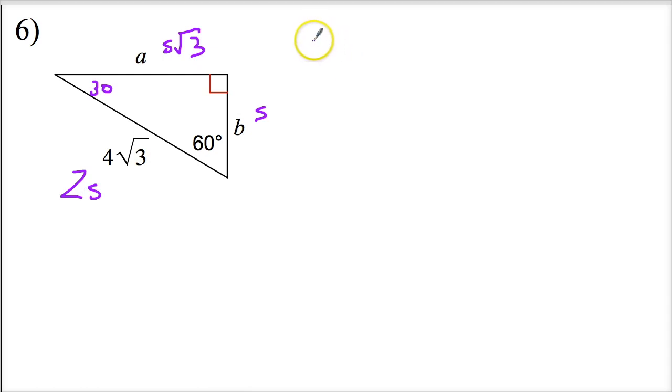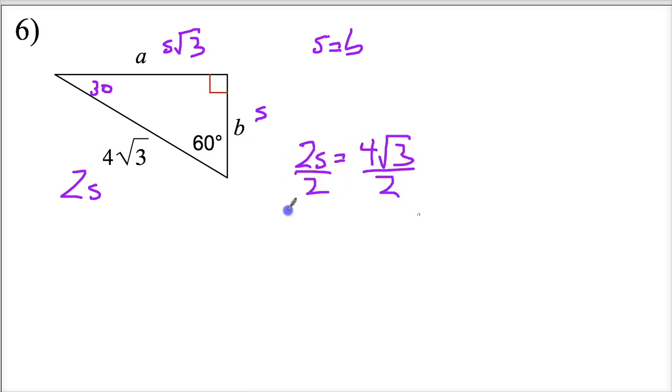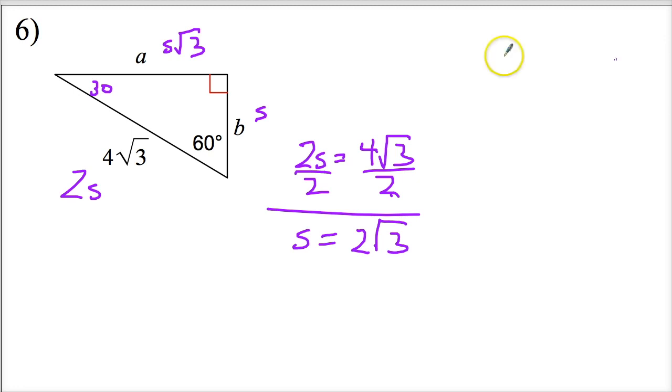So I know that my s value is equal to b, but there's not much I can do with it yet. But what I can do is 2s is equal to 4 square root of 3. So divide by 2 on each side. s is equal to 4 divided by 2 is 2, 2 square root of 3. And since the s is equal to b, or what might be even easier to see, b is equal to s, b is equal to 2 square root of 3.